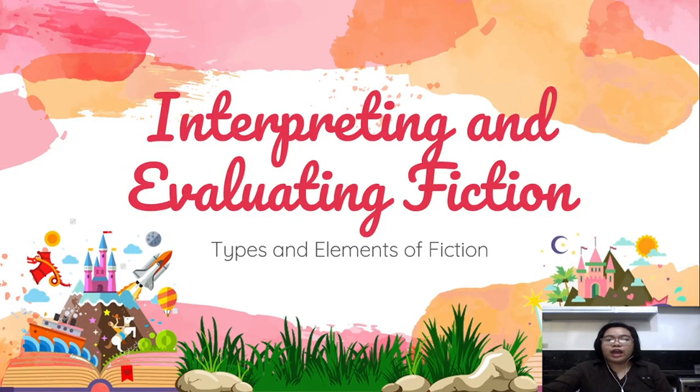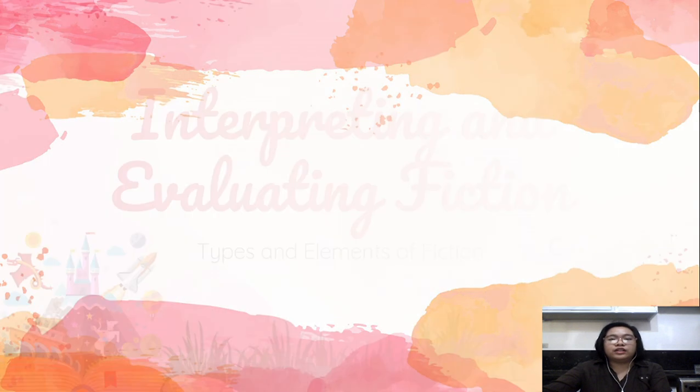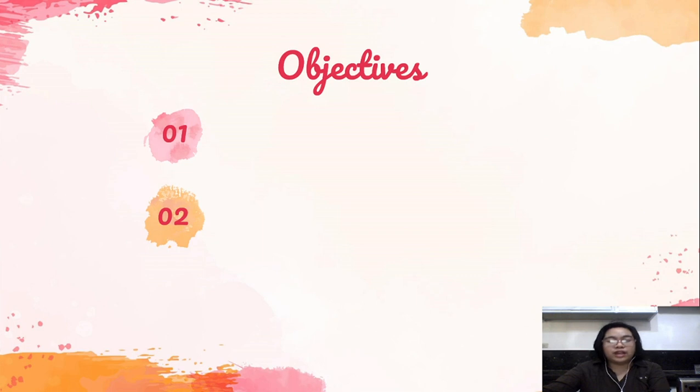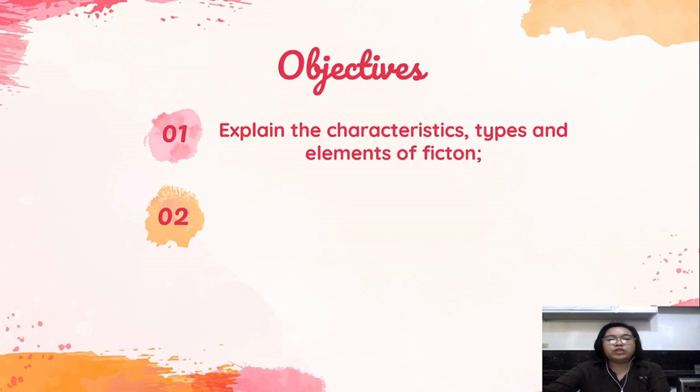Good day. Today I will be discussing the first lesson for Contemporary, Popular, and Emergent Literature, which is entitled Interpreting and Evaluating Fiction. But first, let us look at the objectives. At the end of the discussion, you will be able to explain the characteristics, types, and elements of fiction. Second, you will be able to interpret and evaluate fiction.